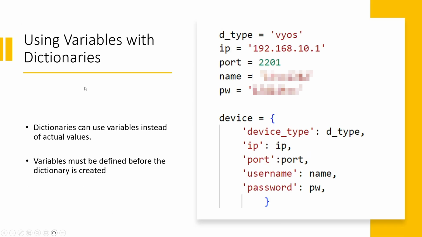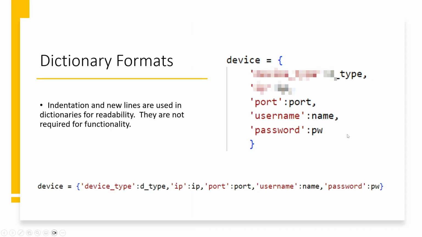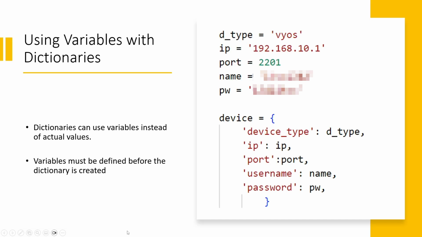Using variables with dictionaries. So in this example, we see some dictionary keys: device type, IP, port, name, password. And here we see strings, or in this case we have an integer. We can also replace them with variables, but to do it this way, somewhere before this dictionary, we have to identify the contents of those variables. So let's take a look at that.